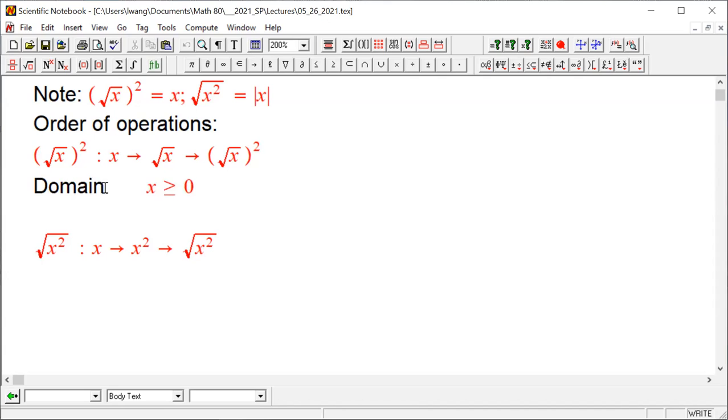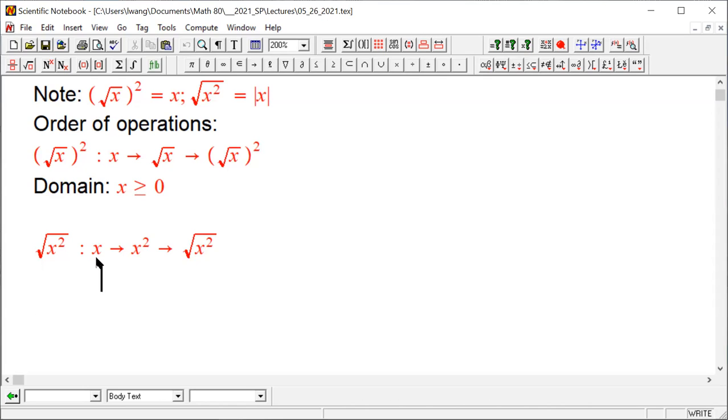Okay, that caused the domain to be x is greater than 0. Because when you take a square root, you have to make sure you take the square root of a non-negative number. If you take a square root of a negative number, you get a complex number, and we're not dealing with a complex number here, right? So the domain is different.